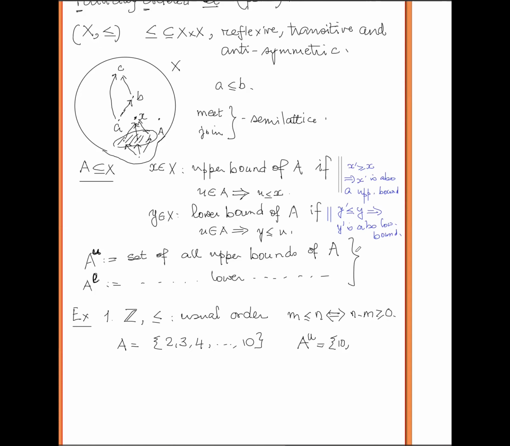So coming back to this, what are the things? Everything bigger than 10. So you can write this as all integers X which are bigger than or equal to 10. And similarly, you can see A^L is all integers such that it's less than or equal to 2. Okay, but let's take another set. Suppose I take the set B to be all the even integers.